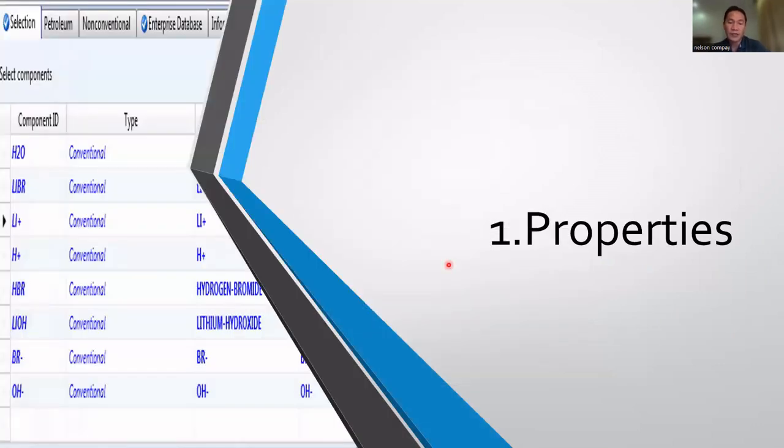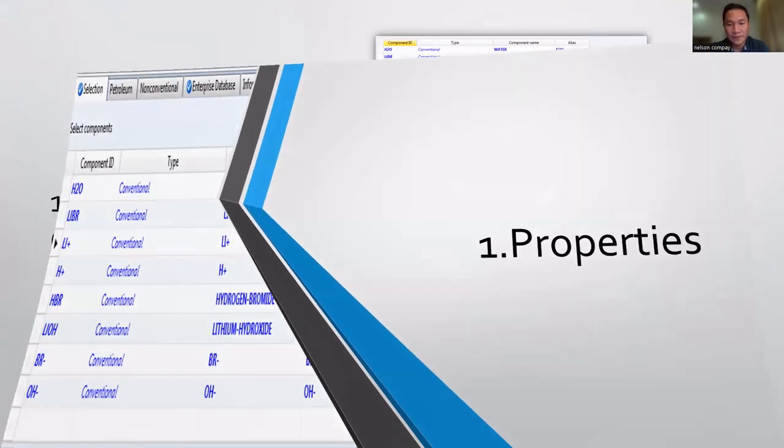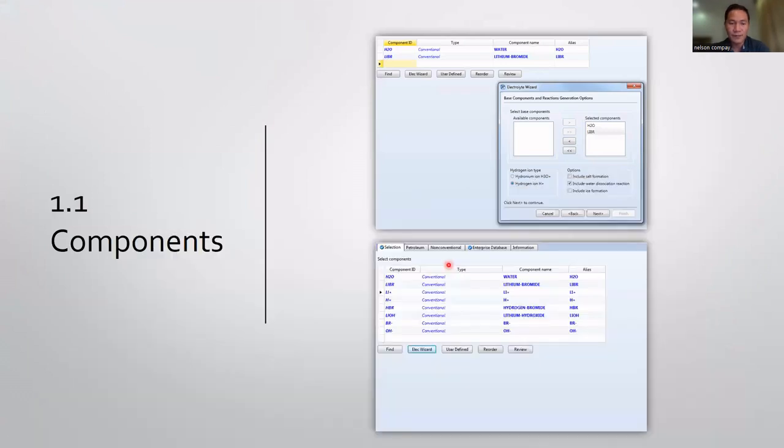So we are going to start now using ASPEN software. The first step is to define all the properties that we are going to use throughout the process. On the component tab, we are going to define our working fluid. In this case, it's water and lithium bromide. After that, we need to select the electrolyte wizard option to add all the possible reactions, including the water dissociation reaction.